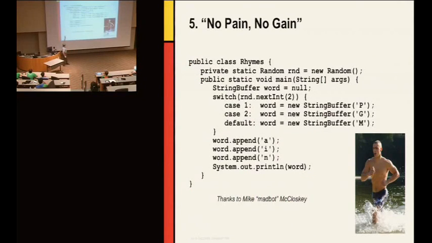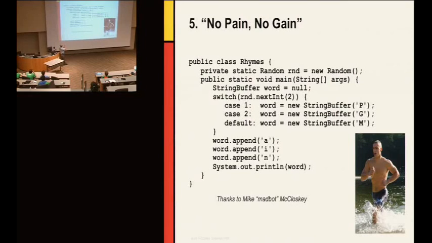All right. This one is called No Pain, No Gain. It was written by a friend of mine named Madbot McCloskey. He also writes novels, but anyway, that's for science fiction novels. That's for another day. So this one constructs a word using a random number generator in a string buffer, and it prints the thing out.